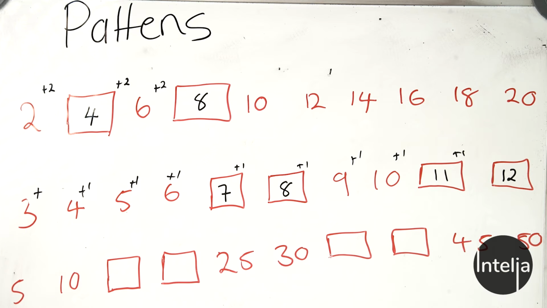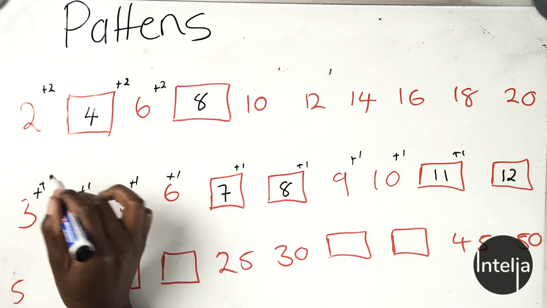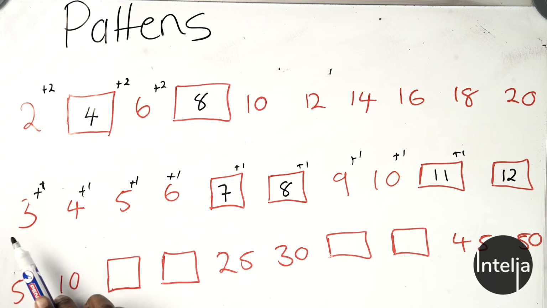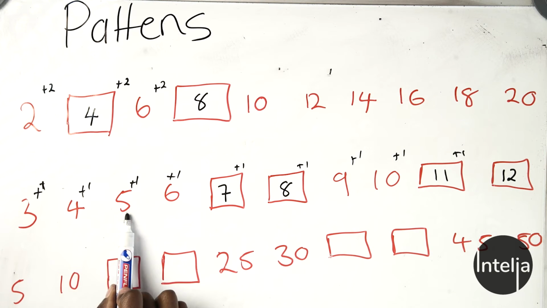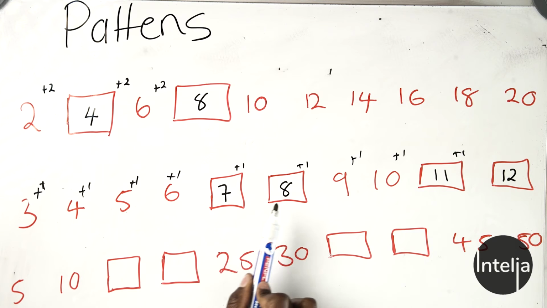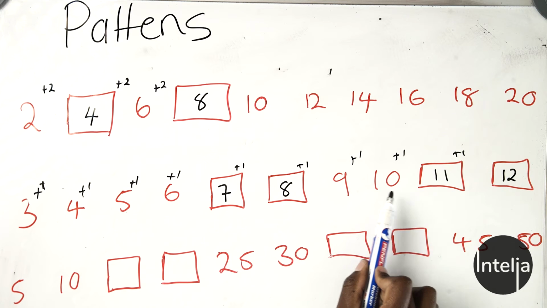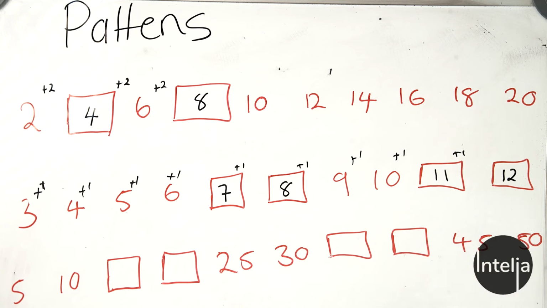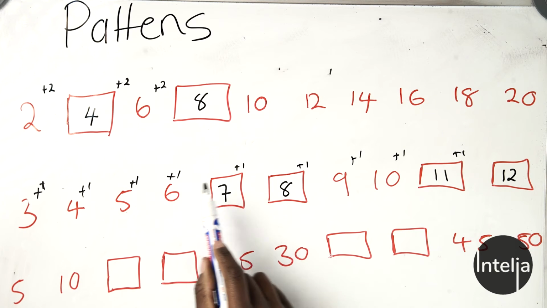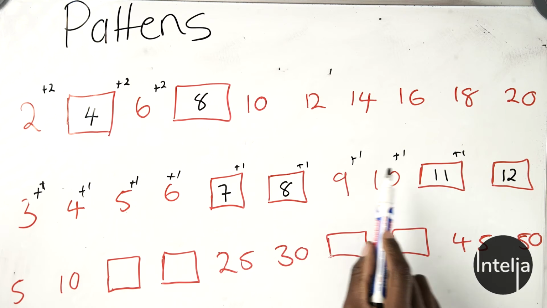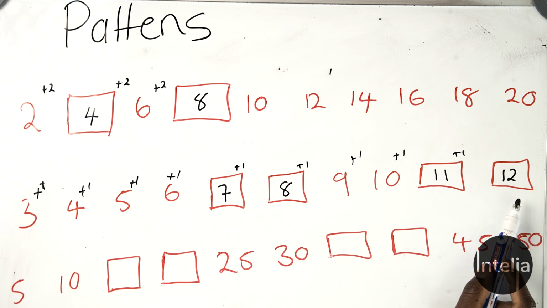So our pattern is for the ones, you just add a plus 1. Here, like 3, 4, 5, 6, 7, 8, 9, 10, 11, and 12. So our missing numbers were 7 and 8, 11 and 12. So this is a pattern. It goes like that, from 3, 4, 5, 6, 7, 8, 9, 10, 11, and 12.